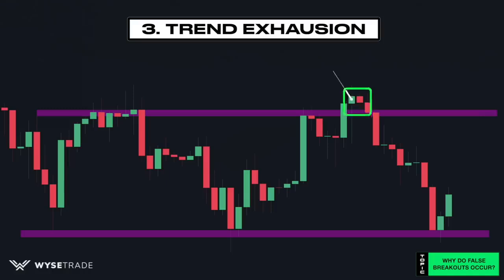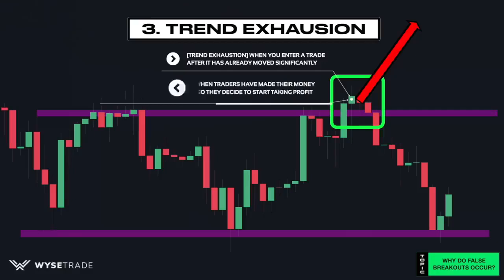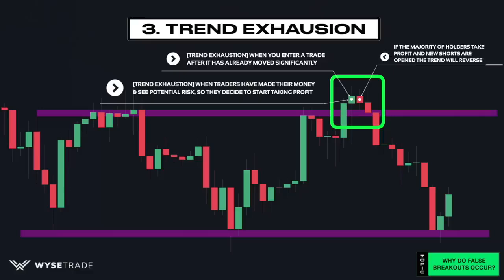Now, in contrast, if you get into a trade up here, after price has already moved significantly, price might suffer from what we call trend exhaustion, which is when traders have made their money and see potential risks coming up, and they decide to start taking profit and locking in gains. If enough people take profit, the trend will reverse.